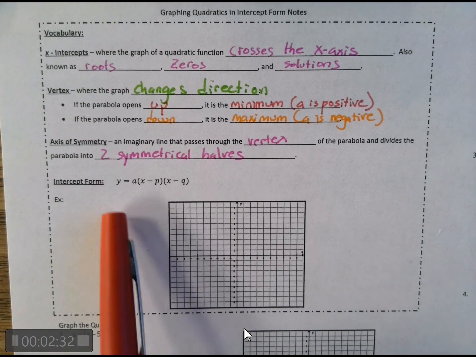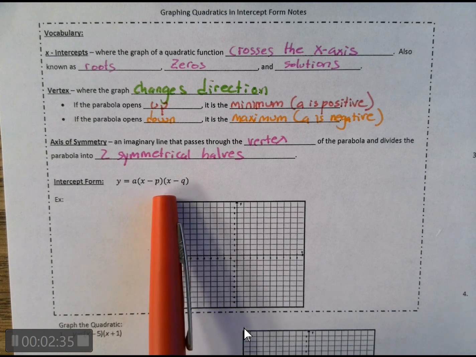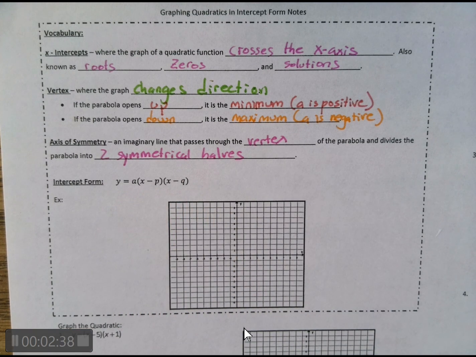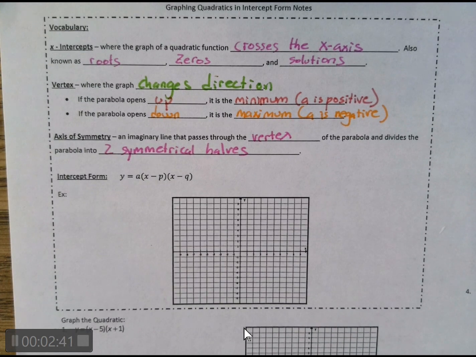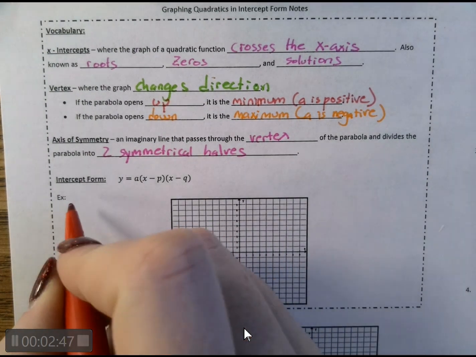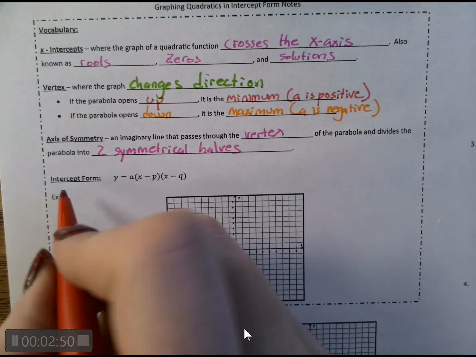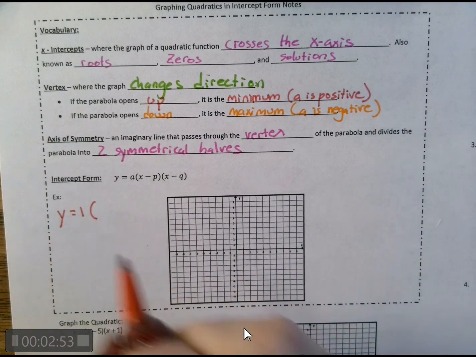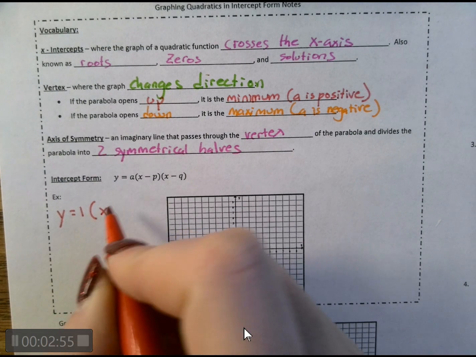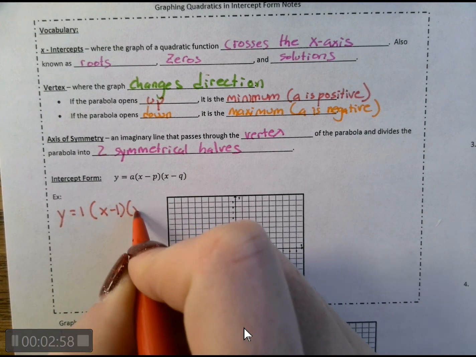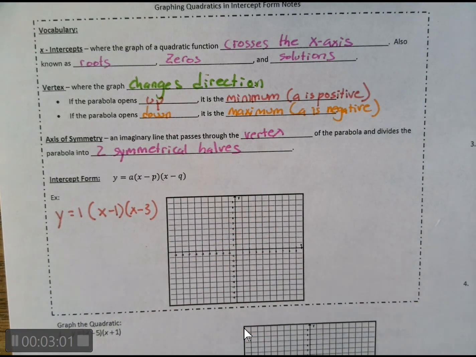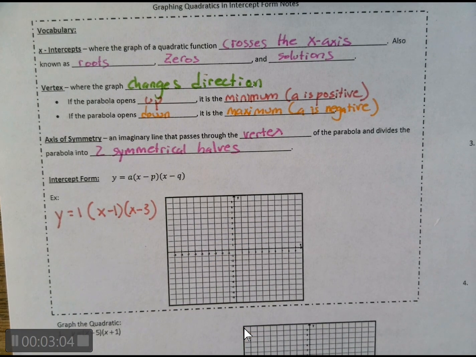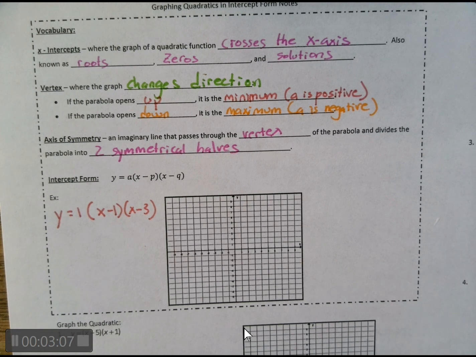So we have y equals a times x minus p times x minus q. So just for an example, I'm going to have a equal 1, so y equals 1, and then maybe x minus 1, x minus 3. Okay? So, in intercept form, and I'll just give you the basics, these numbers, our p and our q, tell us our x-intercepts.